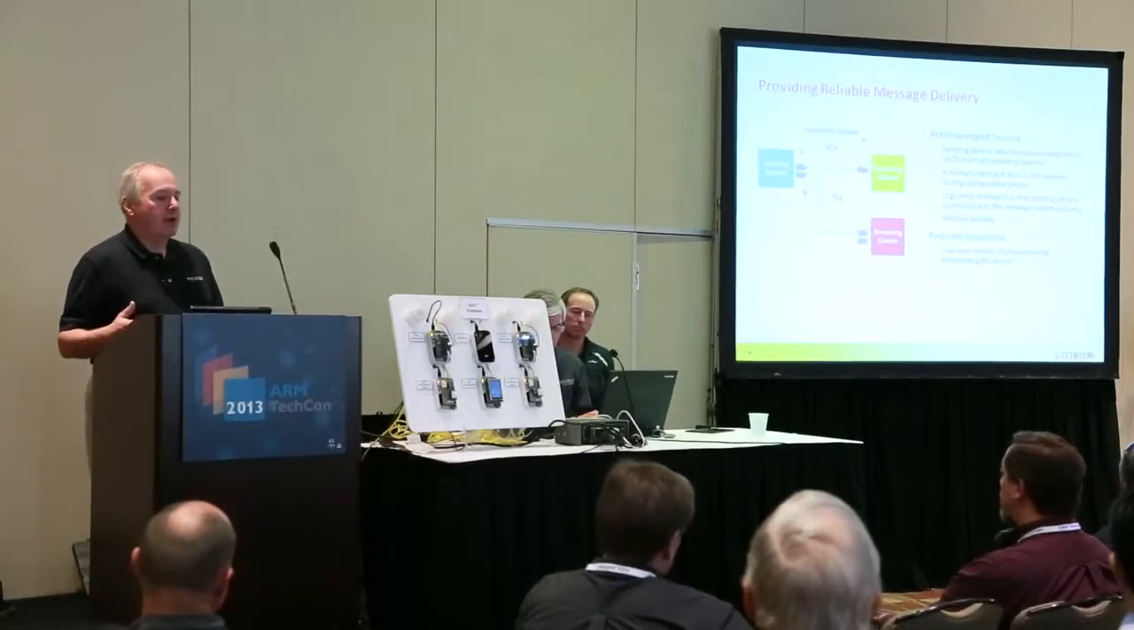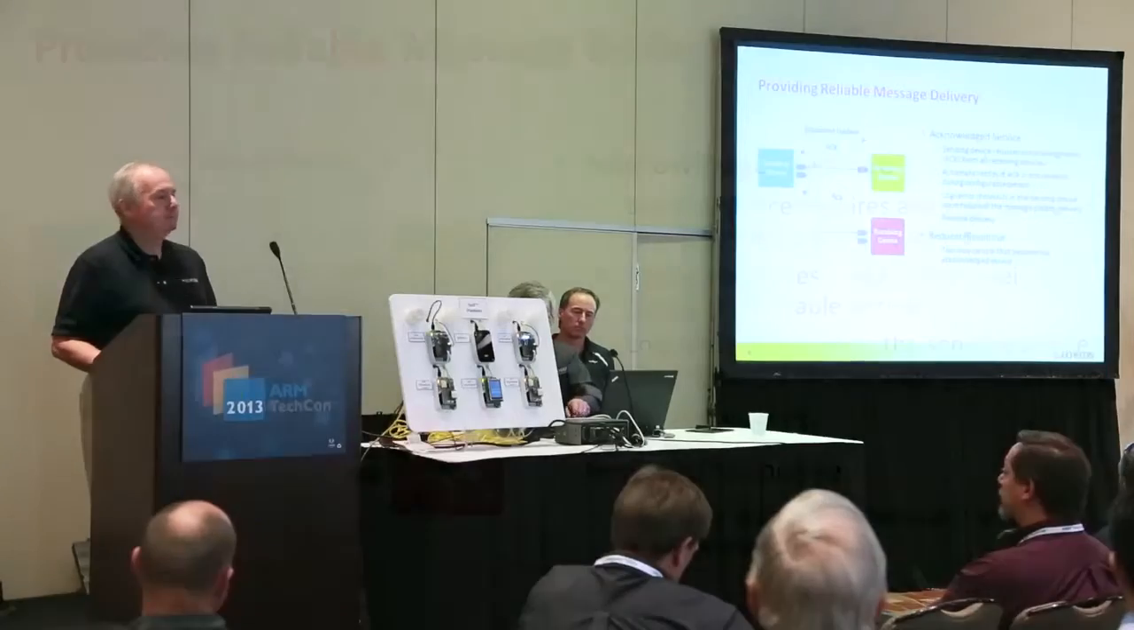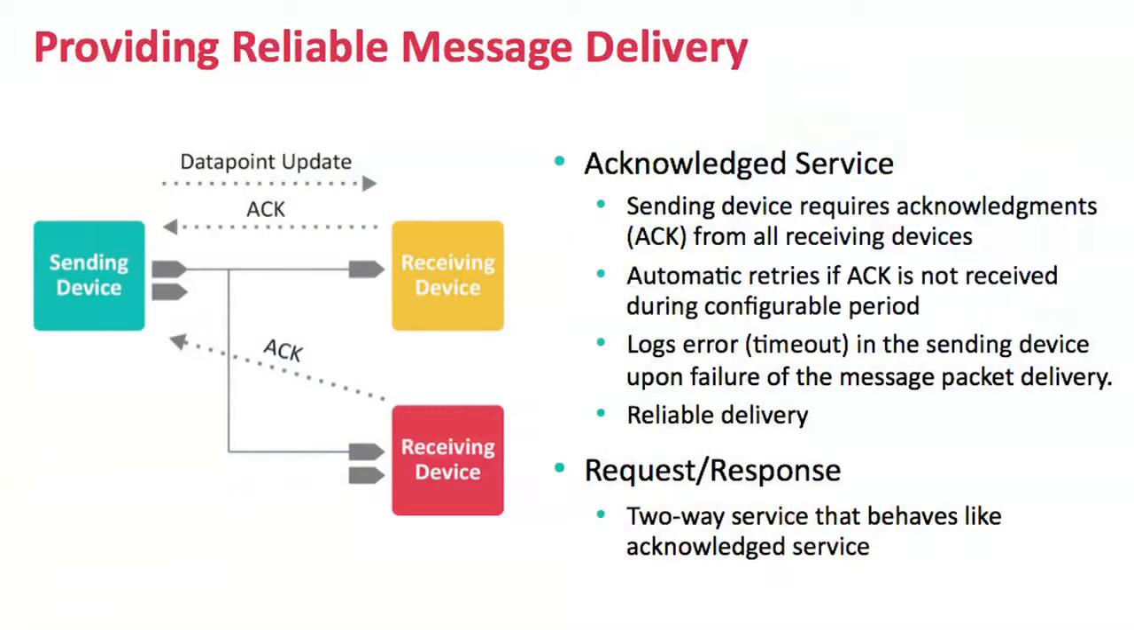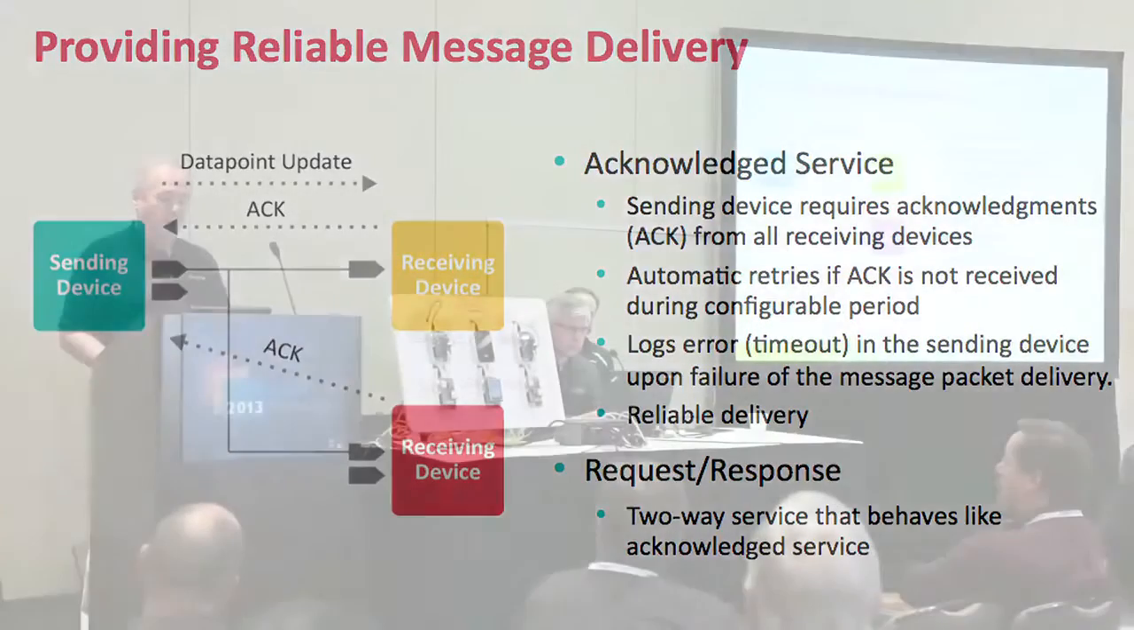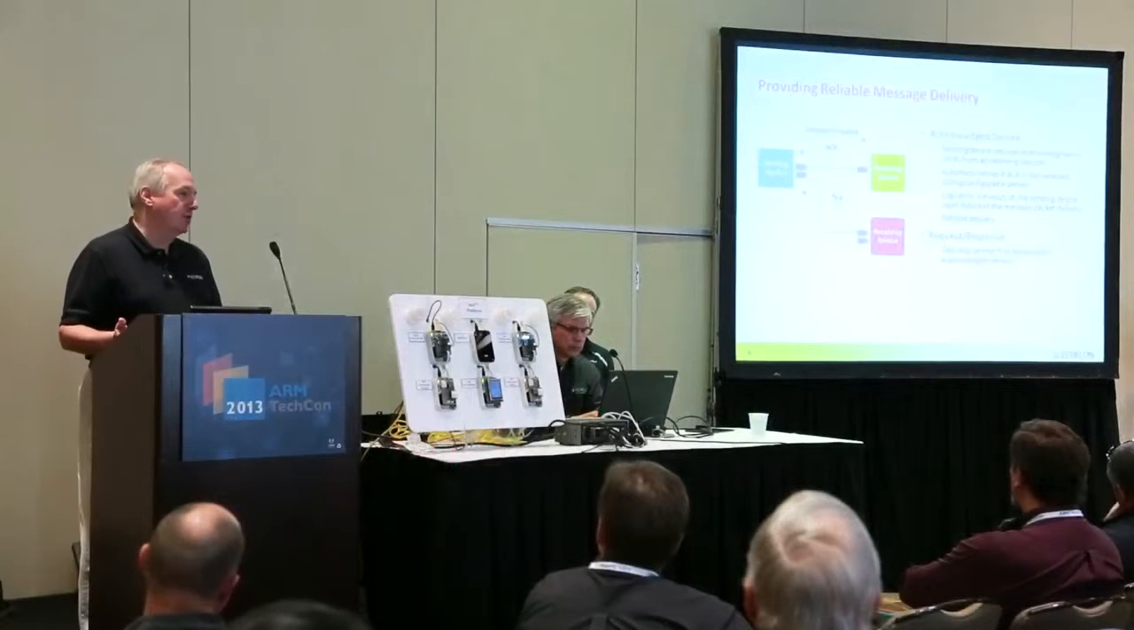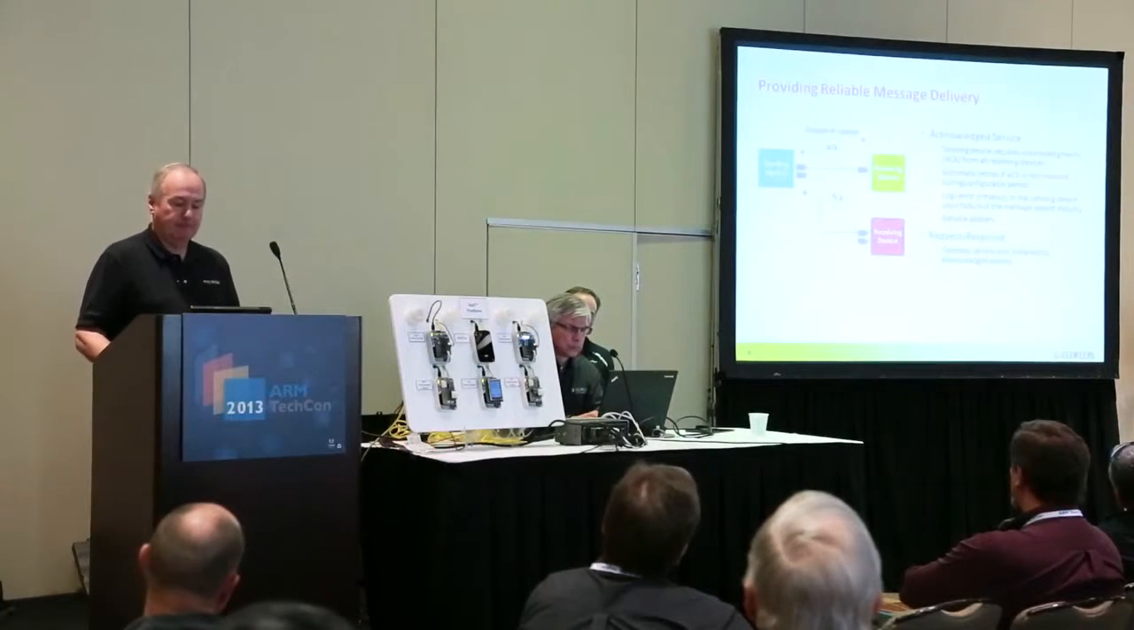So when we go and see what has to happen, if you want to send a data point, you might need to absolutely know that it got there and when it got there. So we have an acknowledge service for that. The sending device updates a data point. It goes out over the network. Timers are started waiting for an acknowledgement. When the acknowledgement comes back, that transaction is considered complete. If the acknowledgement doesn't come back after a timer goes off, you retry, and if you exhaust all the retries without the acknowledgement coming back, then there's an error logged. That's reliable delivery. And request response is the same way, only you're getting data back.